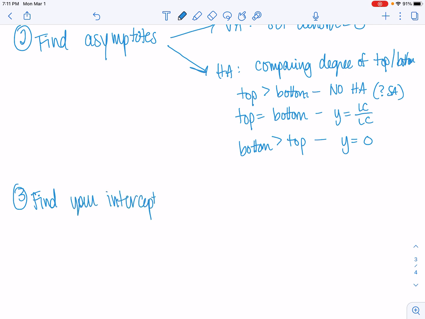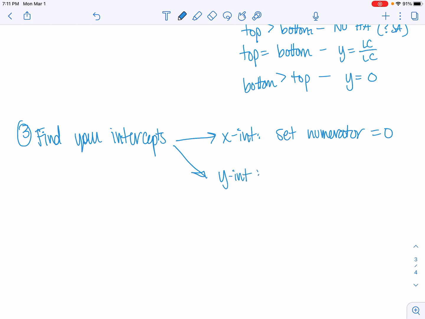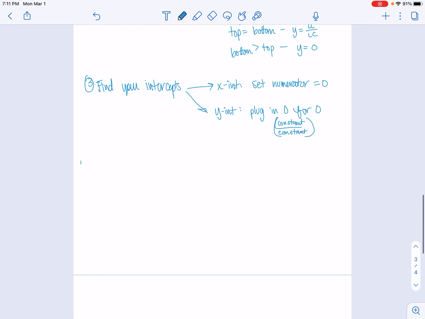The next thing you do after that is you find your intercepts. Again, two scenarios. You have x-intercepts where you set the numerator equal to 0. And you have y-intercepts where you plug in 0 for x, which is really just looking at constant divided by constant in standard form. Okay, so that's your steps of what to do. And then after that, obviously, you're graphing if needed.